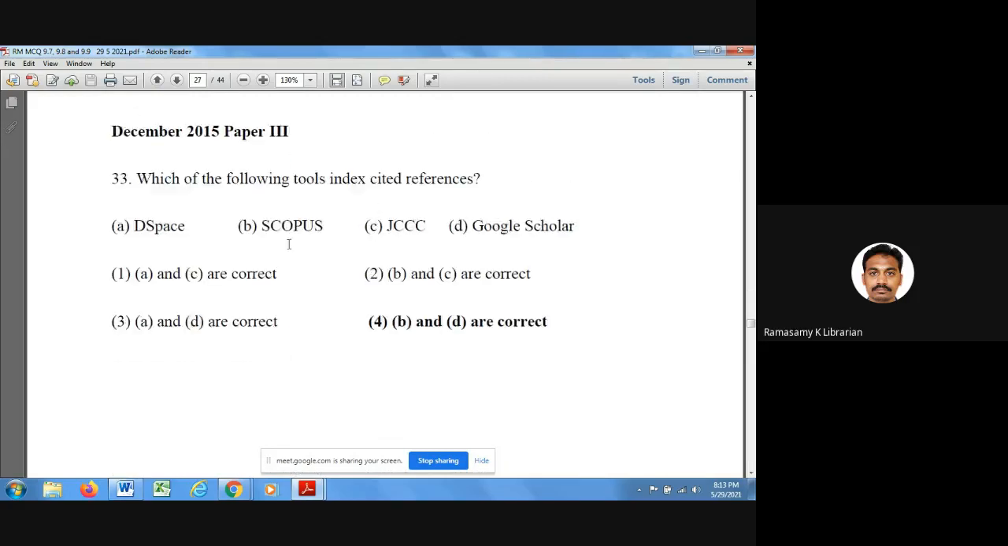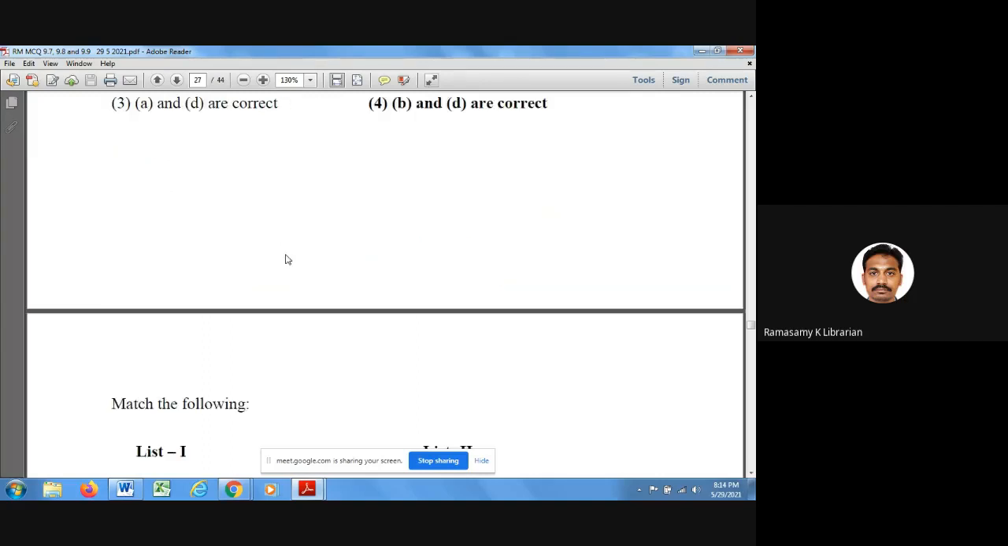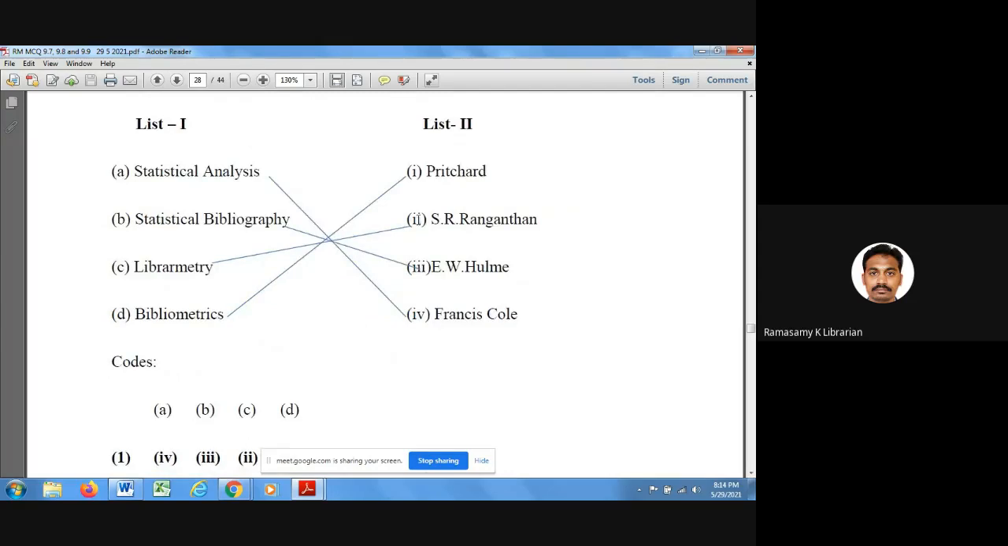Okay, fine. Which of the following tools index cited references? So both Scopus and Google Scholar check all the cited references and find out which paper is cited by which papers. That is what a citation index is all about. So both Scopus and Google Scholar index the cited references. Okay. J-Gate is the aggregator service from Informatics India Limited, and DSpace is an open source digital library software from MIT.